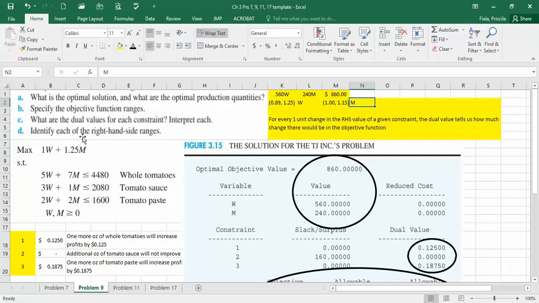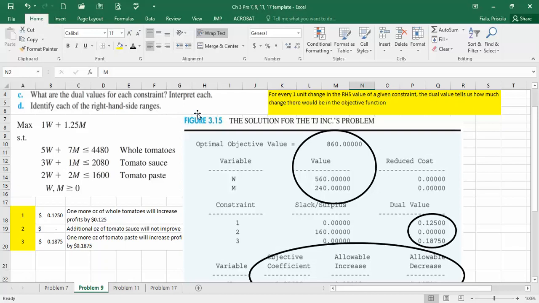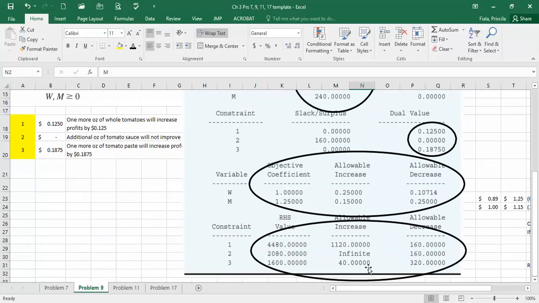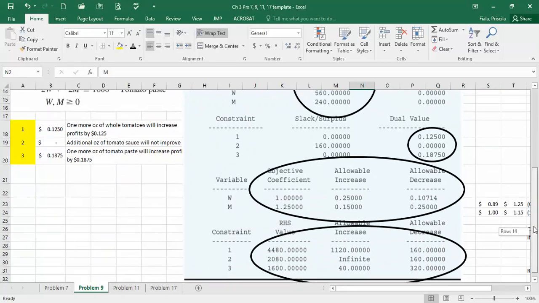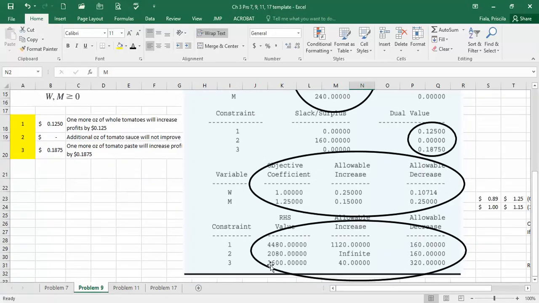And then the last one, we're going to identify each of the right-hand side ranges. Well, if we're going to identify each of the right-hand side, then we are talking about right here on your constraints, okay? The right-hand side range. Well, right here they give you the actual values, right? They're just bringing from here 4480, 2080, 1600, and then they're giving you how much you can decrease and how much you can increase.